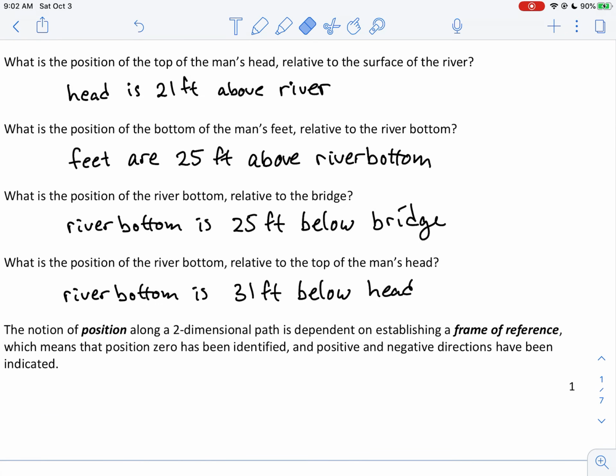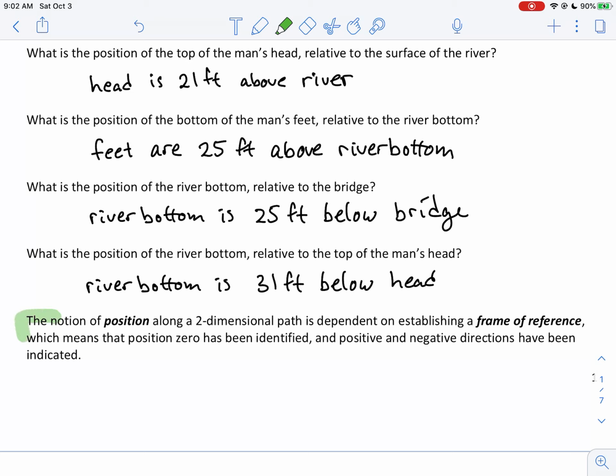Let's read this sentence down here together. The notion of position along a two-dimensional path is dependent on establishing a frame of reference, which means that position 0 has been identified and positive and negative directions have been indicated.